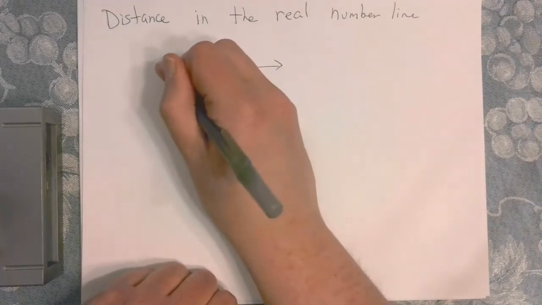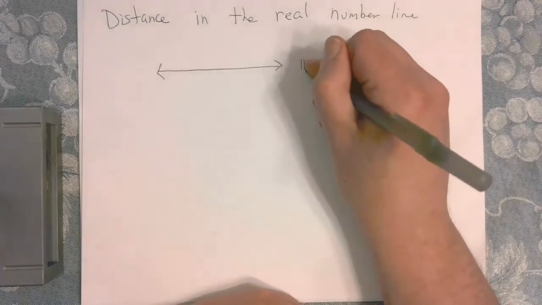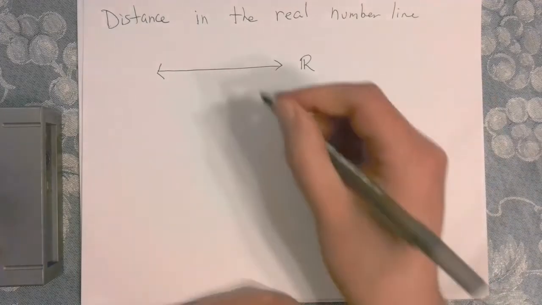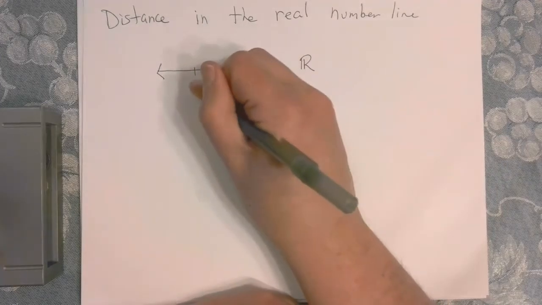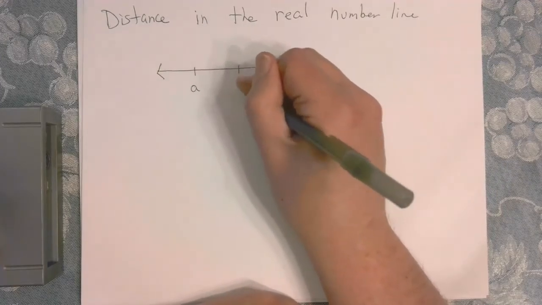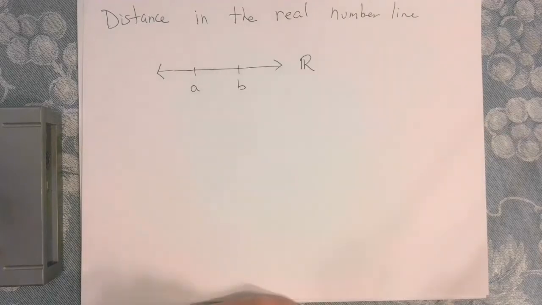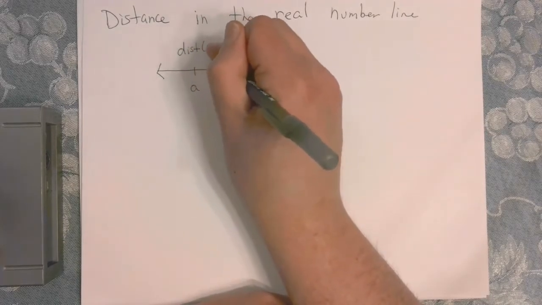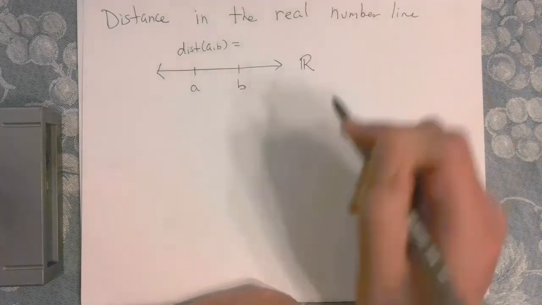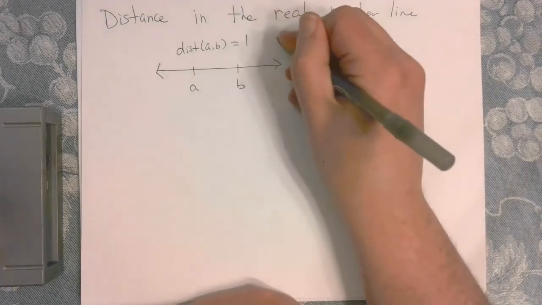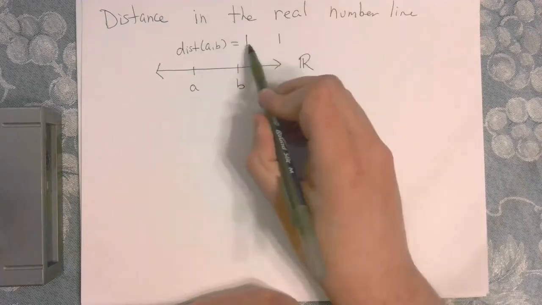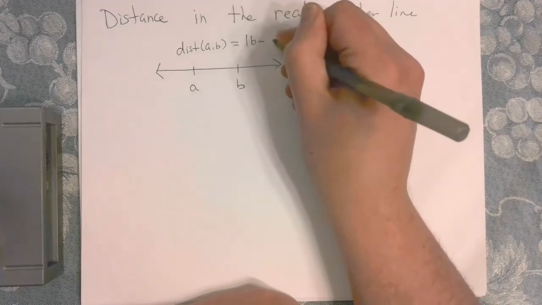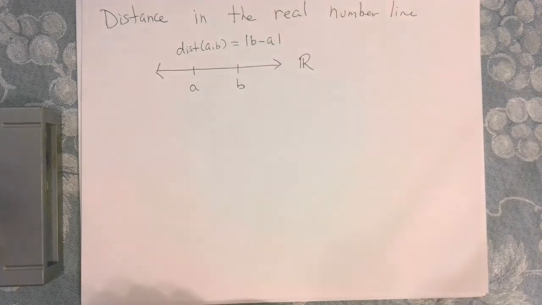Okay, so here's our number line, our complete number line. That's a visual representation of the set of all real numbers. And let's say I want to talk about the distance from A to B. Well, the distance from A to B is denoted by this sort of absolute value. So that denotes distance. So the distance from A to B is the absolute value of B minus A.